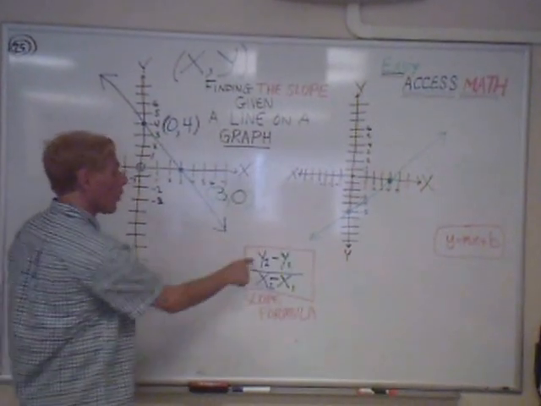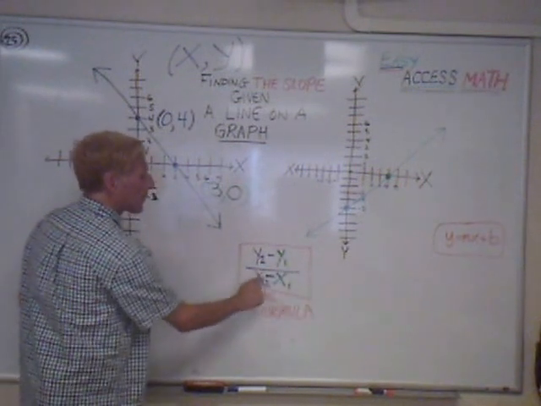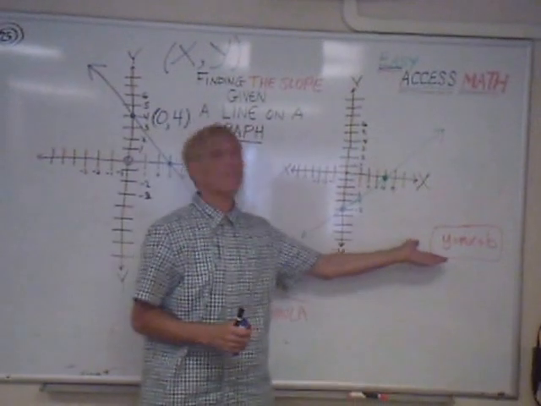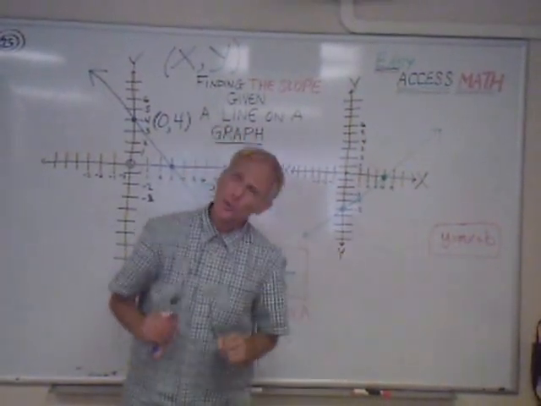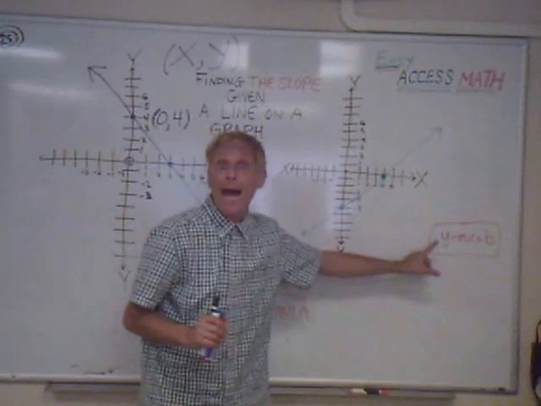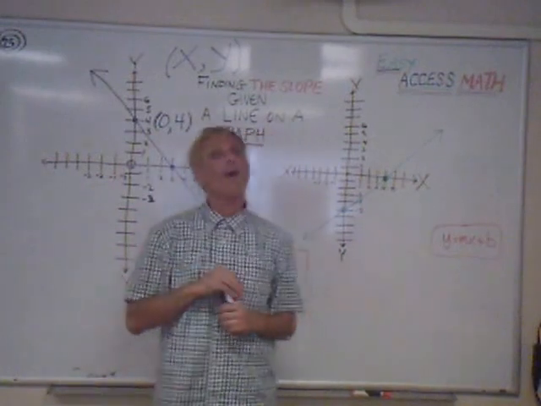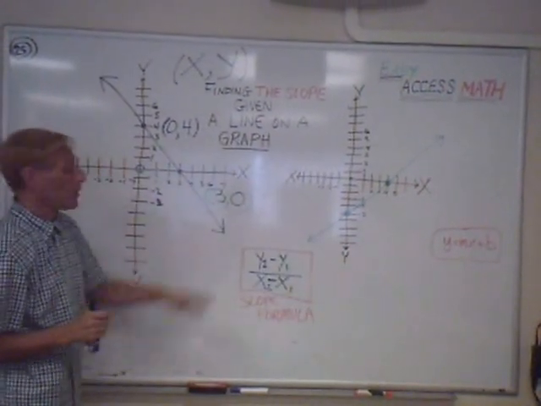The slope formula is y2 minus y1 divided by x2 minus x1. Now, you may remember the formula for a line is y equals mx plus b. It's a beautiful formula, but it's not used for just finding the slope. We're using the slope formula.